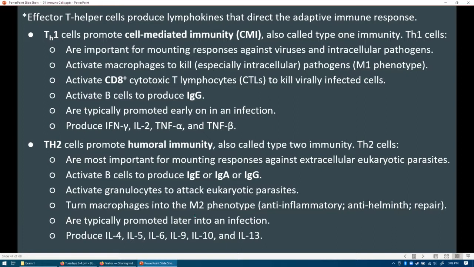The macrophages are involved in the parasite response as well. I feel like we usually associate them more with the bacterial response, but they are involved in defense against parasites as well. They're a very versatile cell type. And Th2 cells produce a lot of ILs. They produce IL-4, IL-5, IL-6, 9, 10, and 13. Each of these has a little bit of a different job that it does to help promote the anti-parasitic immune response.